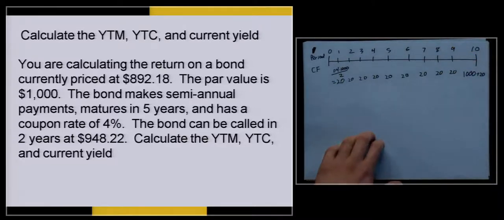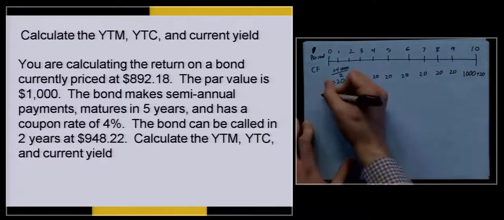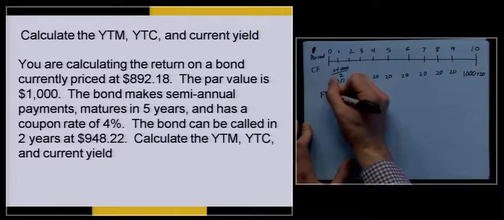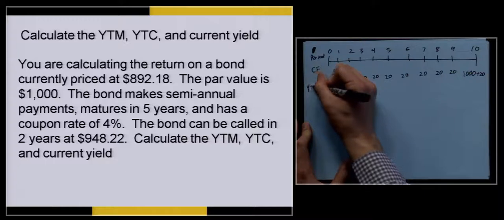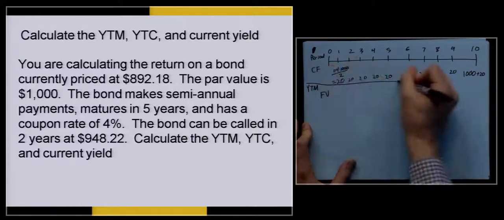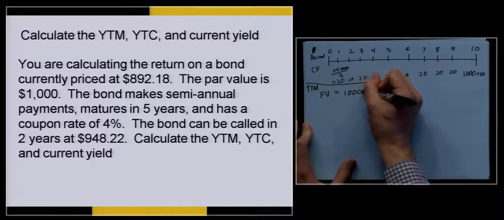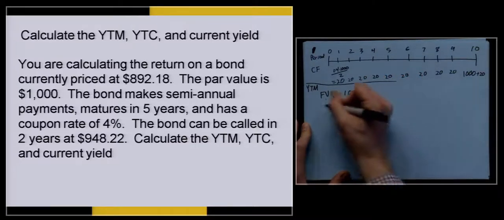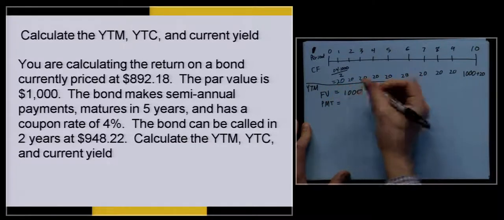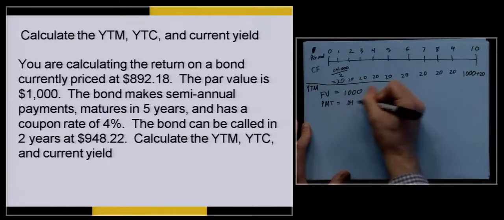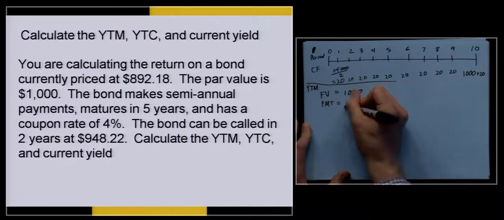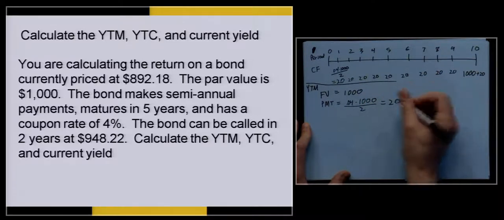And we're going to discount that at a yield to maturity, well, at some rate, and we know that that bond is priced at $892.18. All right, so what do we know? Well, our face value, if we're calculating the yield to maturity, is going to be equal to $1,000. Our payment is just what we have up here, 0.04 times $1,000 divided by 2, so $20.